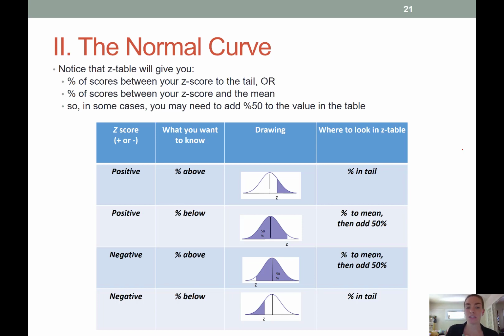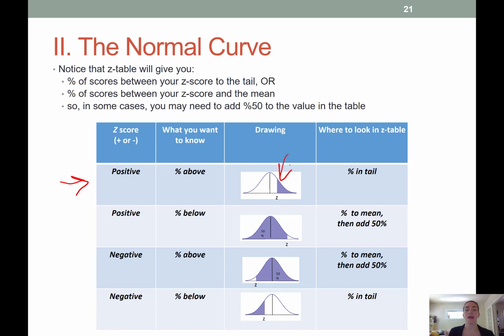So if my z-score is positive, for example, in this first row, that's where I'm looking. If my z-score is positive, and I want to know how many scores fall above this individual z-score, then notice I'm looking at percent in tail. A drawing will also help you here. It will always be useful. In this case, my z-score is positive, so it's above 0, and I want to know how many scores are even higher than that, so I look at percent in tail.